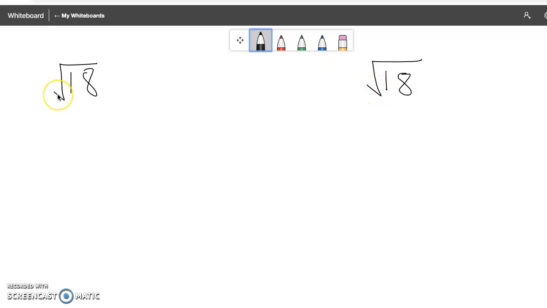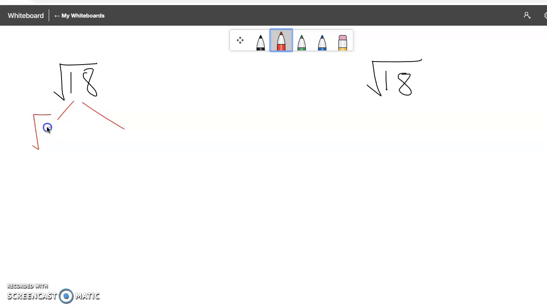On the left, I'm going to do the more quick and direct route. On the right, I'm going to do the process that is still correct. It might just take a little longer. So if I want to look at these numbers, my first goal is to determine is there any perfect squares that go into 18. So I'm thinking of numbers like 4, 9, 16, 25, so on and so forth. And I know that 9 is a factor of 18.